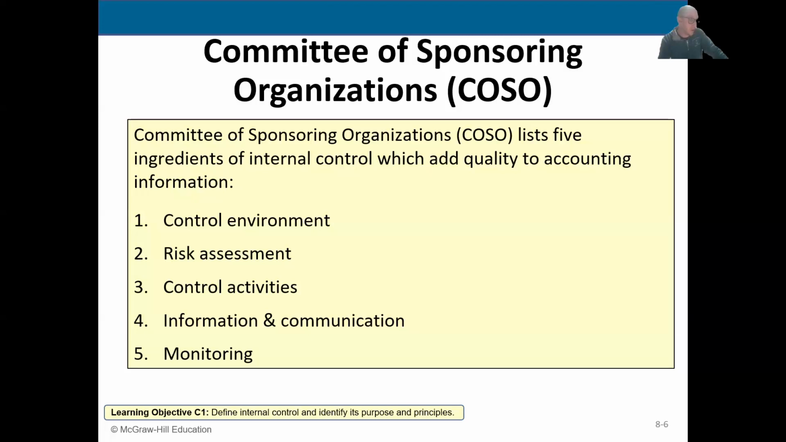So the first is controlling the environment. The environment is the company structure. It's ethics and integrity for the internal control system.